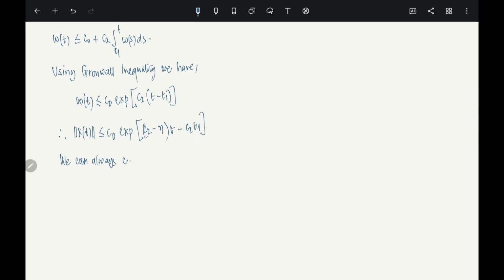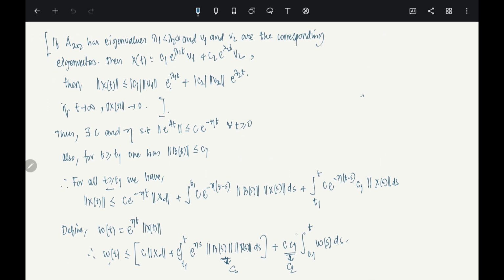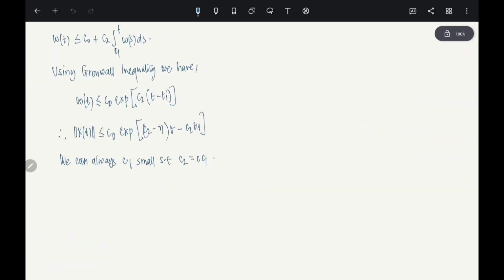So I can choose C1 small such that C2 is C times C1, right? C2 is defined by C times C1. So this is sufficiently small, smaller than eta, right? So C2 minus eta is negative. If this is negative, then this goes to 0, right? And this is a positive term, norm xt. So therefore norm of xt must tend to 0 as t tends to infinity. Is this okay? Right? So we have more or less a very good idea of what is happening right now.